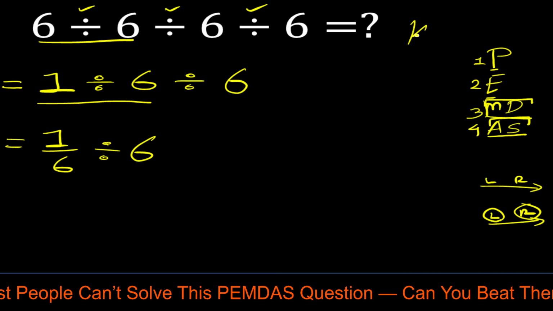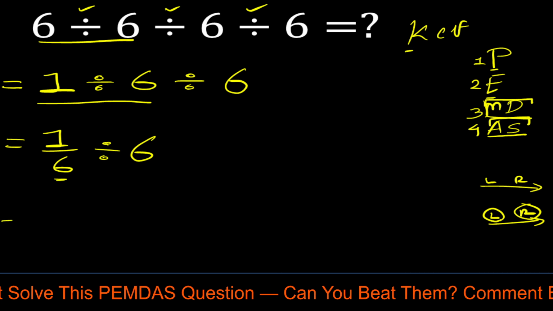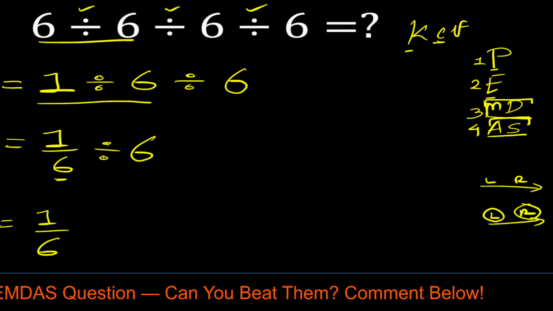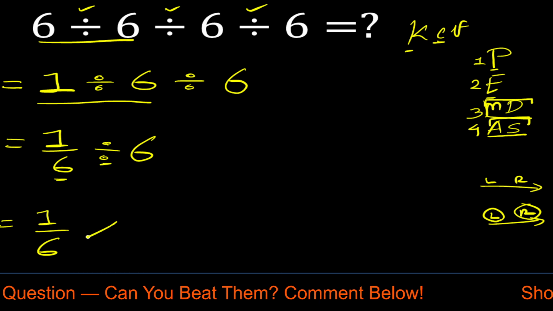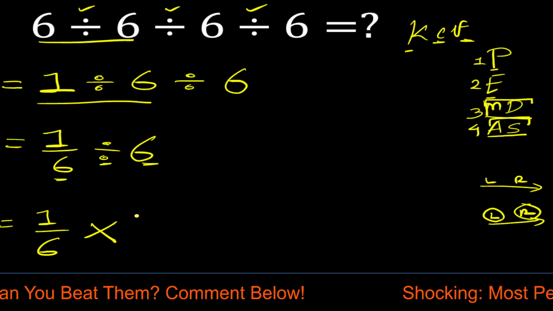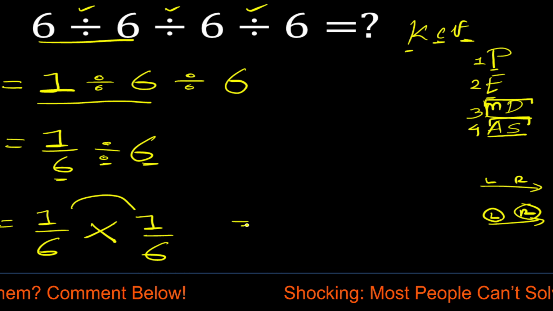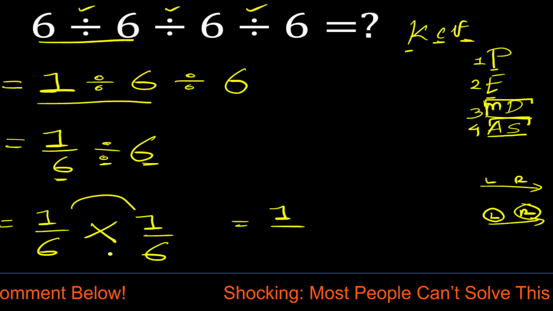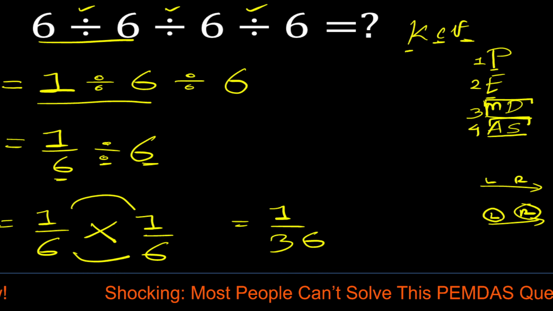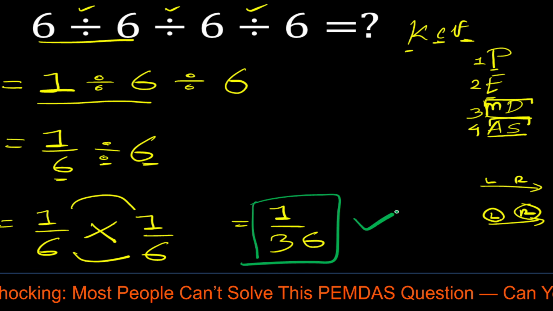So now according to the KCF rule, K means keep 1 upon 6 as it is. Then C means change this sign from division to multiplication. Then F means flip this 6, which is equal to 1 upon 6, right? Now 1 times 1 is equal to 1. Then 6 times 6 is equal to 36. So the correct answer is 1 upon 36, right?